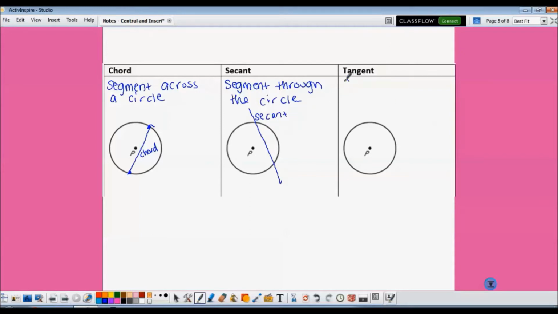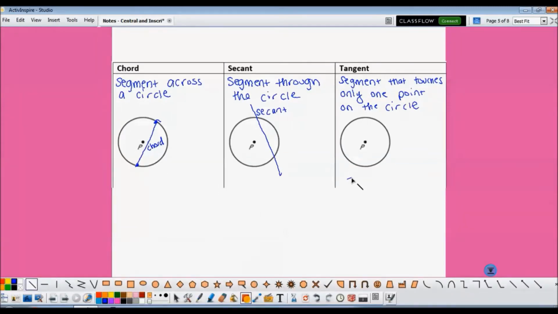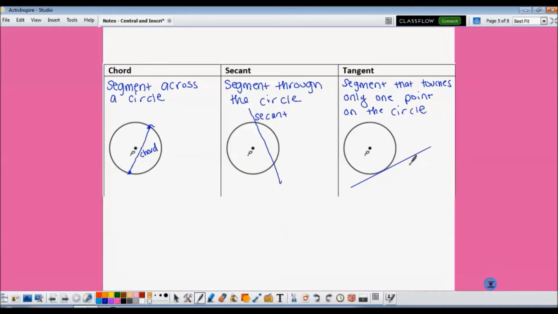A tangent is a segment that touches only one point on the circle. So like that. That's a tangent.